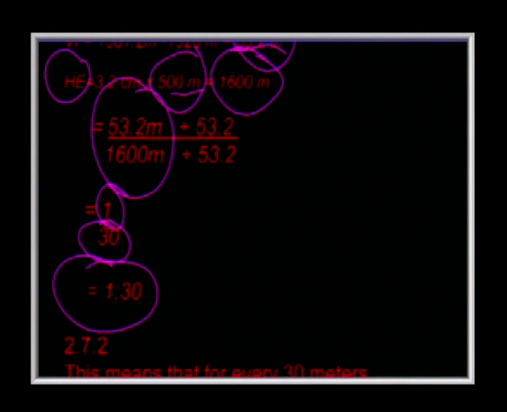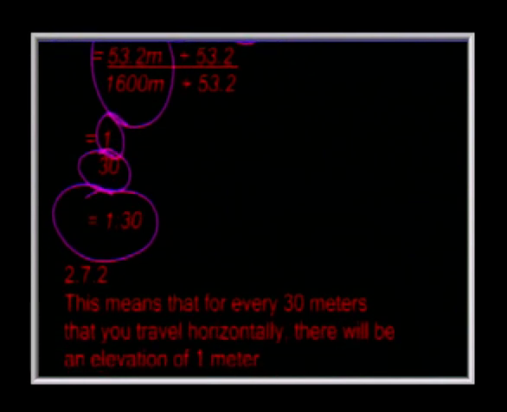What does this mean? Because the second question was saying, explain your answer. Remember, it's vertical interval over horizontal equivalent. It means that for every 30 meters you travel horizontally, there will be an elevation of 1 meter. Sorry, we put meter in a different spelling there. I do apologize for that. But it's an elevation of 1 meter.